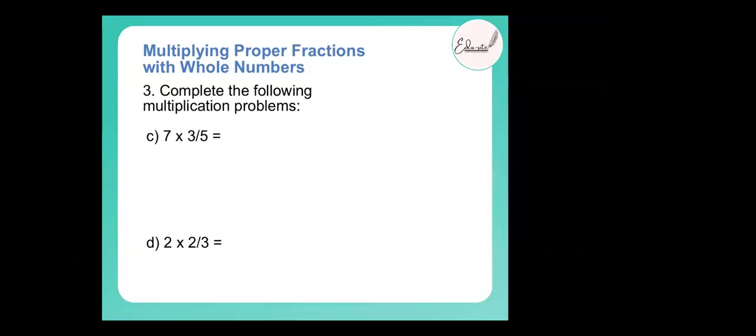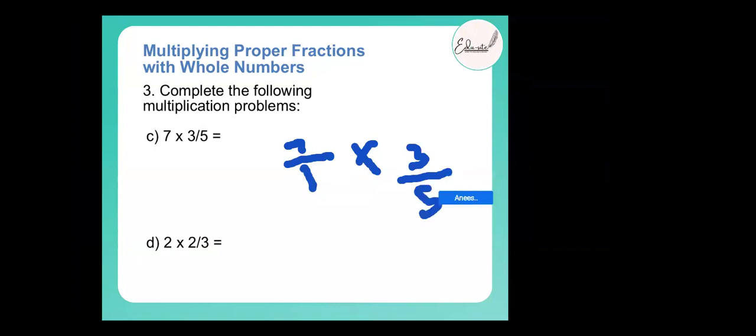Okay. So the next problem, Anis. This is also quite easy, right? Same as that. So what are you going to do, Anis? 7, and then you put 1 under it. Yes, excellent. And then you put times 3 over 5. Yes. And then you multiply, right? 7 times 3, and 1 times 5.